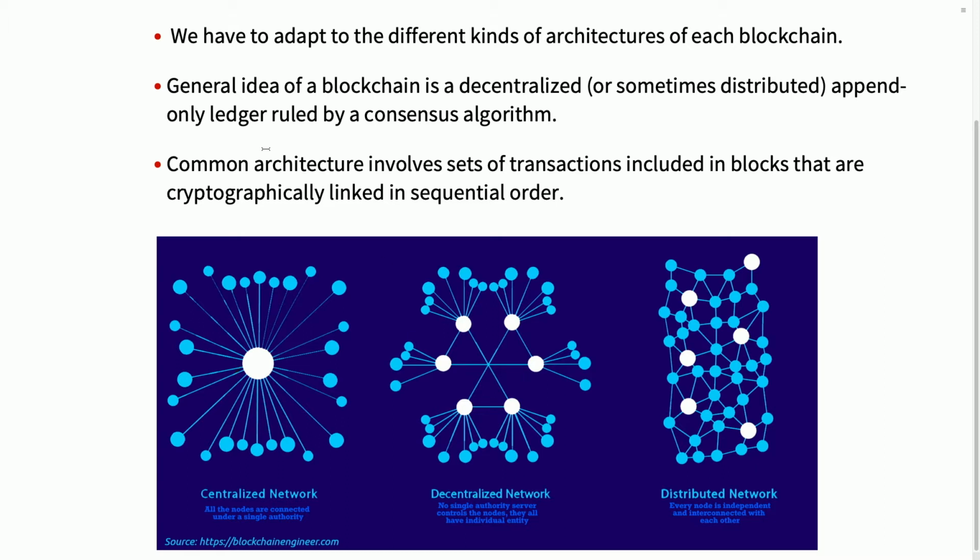Also, a common architecture for a blockchain involves making a set of transactions, then putting those transactions inside of a block, and then linking each new block cryptographically in a sequence or a chain.